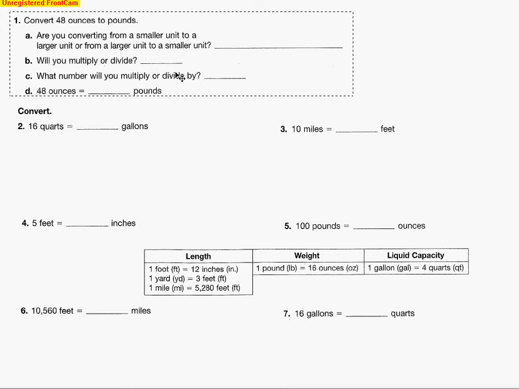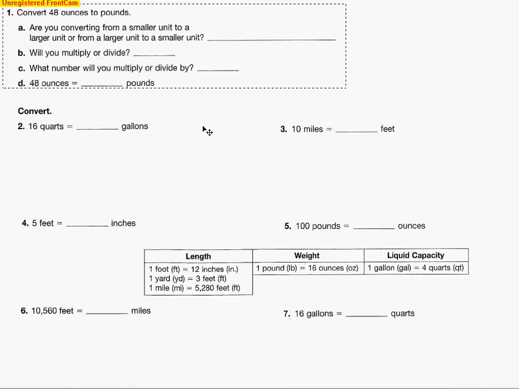And so notice what we're going from. We're going from ounces, and ounces is here, 16 ounces in 1 pound. So you can see how the pound is bigger than the ounces. So we are going from a small to a big unit. And so right away we should know what we're doing.